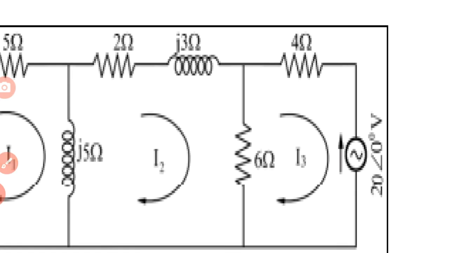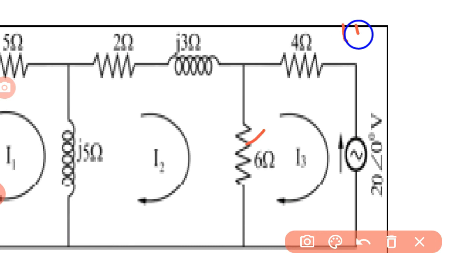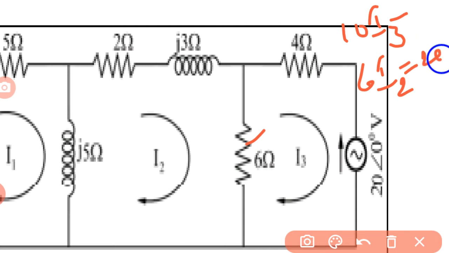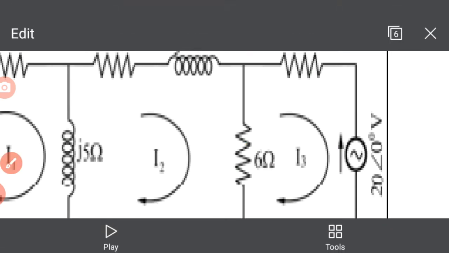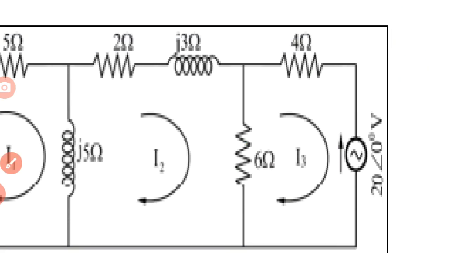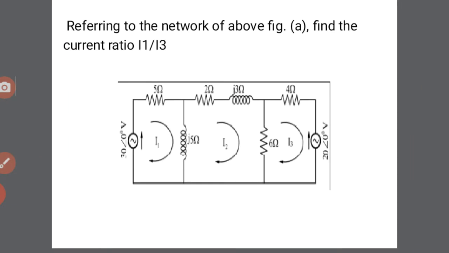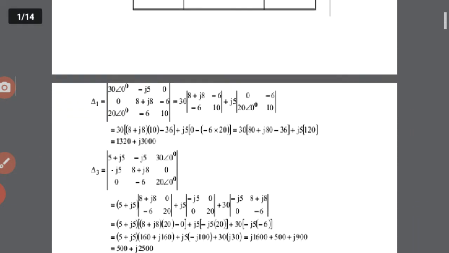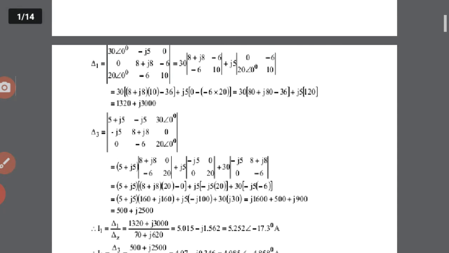Next go for loop equation 3. Again the self impedances are 4 plus 6 plus 4, that is 10 into I3. In between loop 2 and loop 3, it is minus 6 into I2. There is no connection with loop 1, so I1 coefficient is 0, and it is equal to 20 angle 0 degrees. In this way you have to write the loop equations. Just cross check these loop equations.